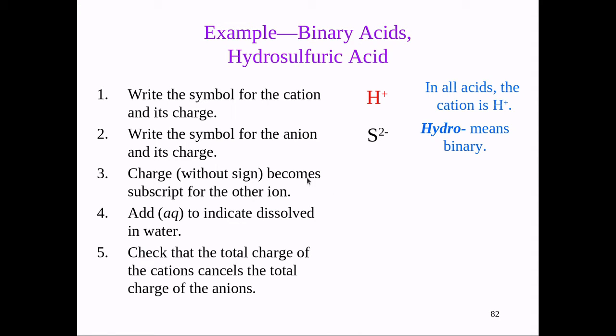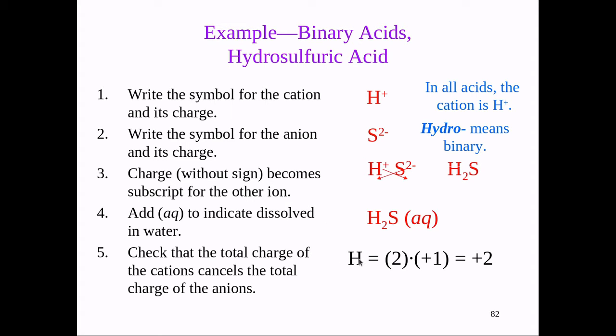We need to do our charge switching that we did before, and we'll come up with H2S. We add the aqueous symbol to indicate that it is in water. And again, we don't need to reduce these because we got 1 and 2, right? And then we'll check that the total charge works out. So for hydrogen, we got a +1 charge. We got 2 of them. That's a 2+ charge. For sulfur, we have a -2 charge in one of them for -2 charge, giving us a net 0 charge.